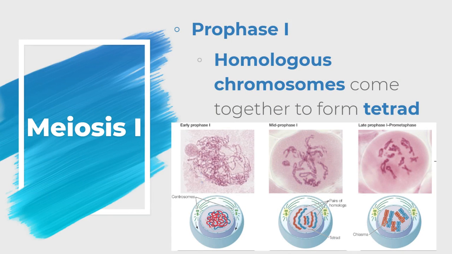During prophase 1, we have something called homologous chromosomes. Homologous chromosomes are going to have the same genes located on them, but you are going to have one from mom, one from dad. So the prefix homo means the same. So these chromosomes have the same genes on them. So they are going to come together because we are family, right? And they are going to form a tetrad.